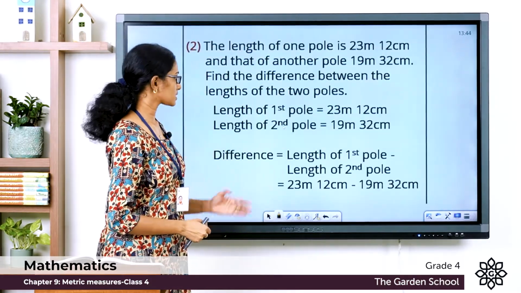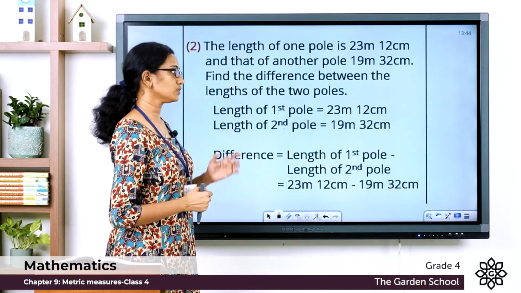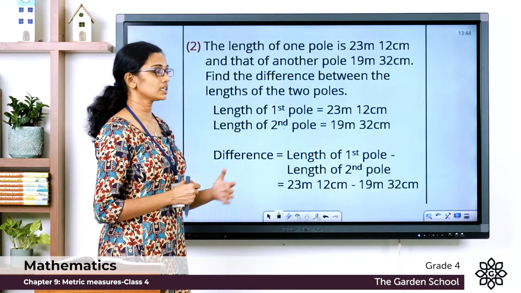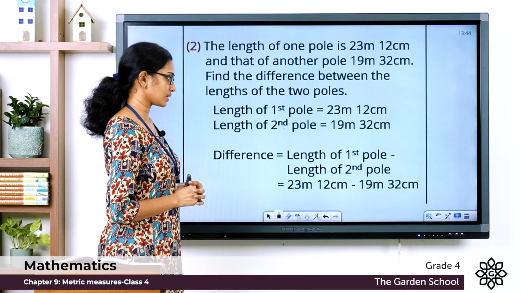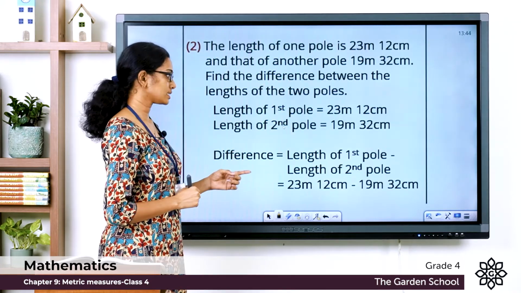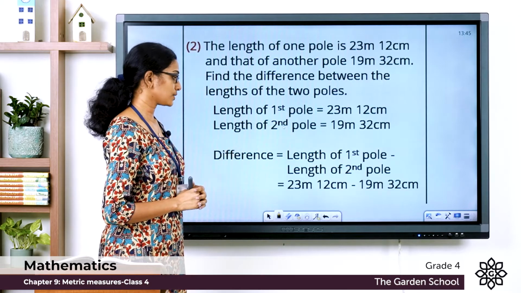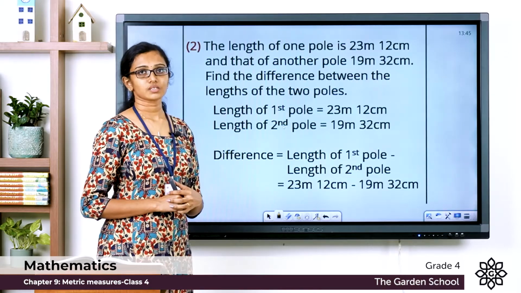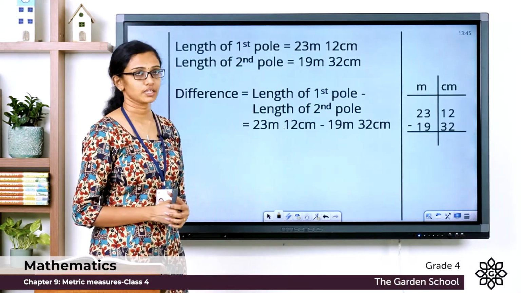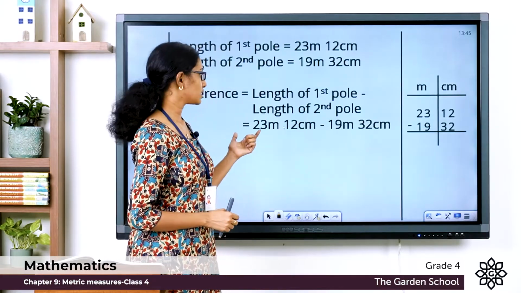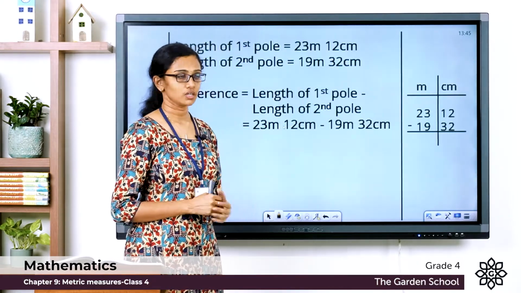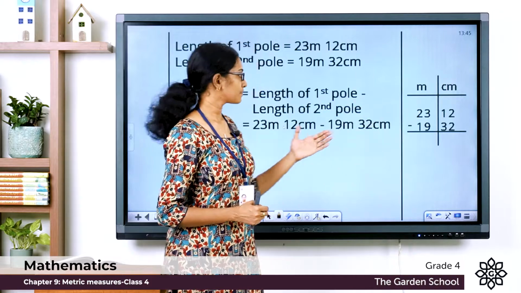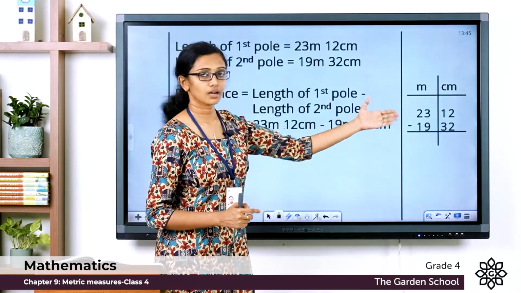So let's write the steps first. Length of first pole is equal to 23 meter 12 centimeter. Length of second pole is equal to 19 meter 32 centimeter. Difference is equal to length of first pole minus length of second pole, and that is equal to 23 meter 12 centimeter minus 19 meter 32 centimeter. So how do we do the subtraction? Right now the given measurements have the units in terms of meters and centimeters. Meter is the bigger unit here and centimeter is the smaller unit.